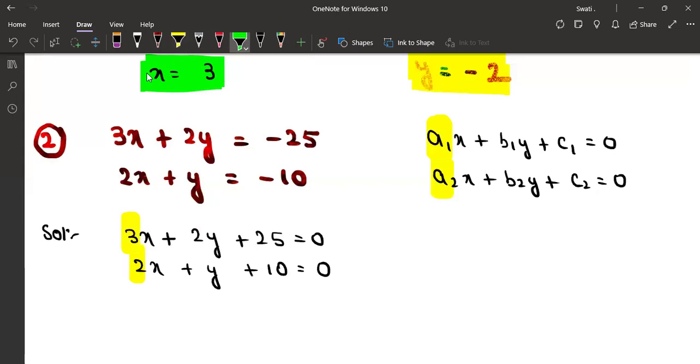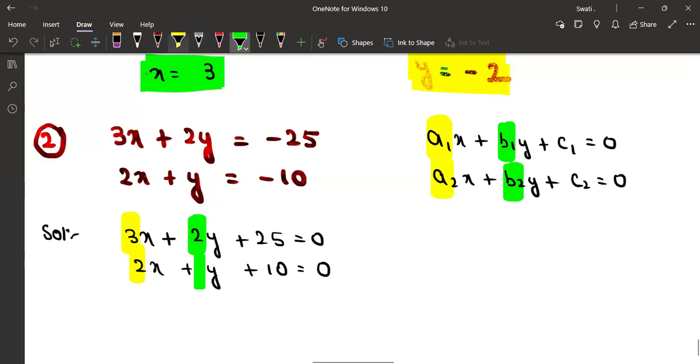Next, tell me, what is going to be b1? 2. 2 only. See, because there is a plus sign, we are not saying plus 2, because 2 means plus 2 only. But if it is minus 2y here, then you will not say b1 is 2. You will say b1 is minus 2. Got it? Okay, what is b2? b2 is nothing here. That means 1, not 0. Okay?